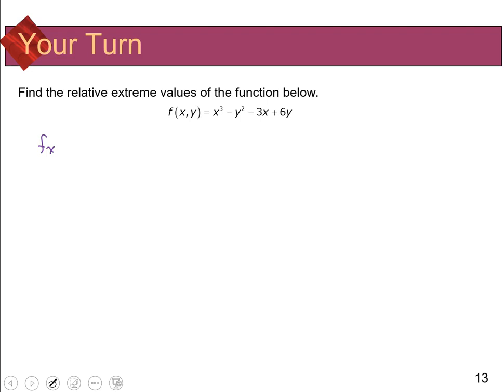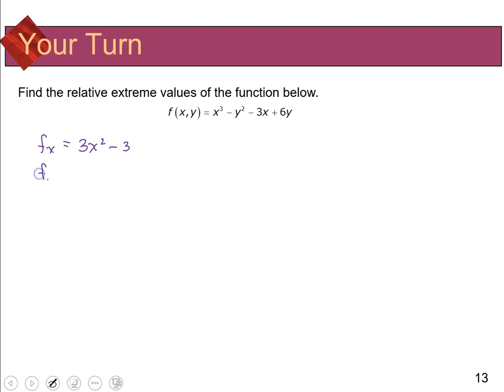Well, that means I'm doing the partial derivative with respect to x, so I'm going to have 3x squared. The y squared becomes 0 because that's a constant, minus 3. And the 6y treated again as a constant, so it's going to become 0.